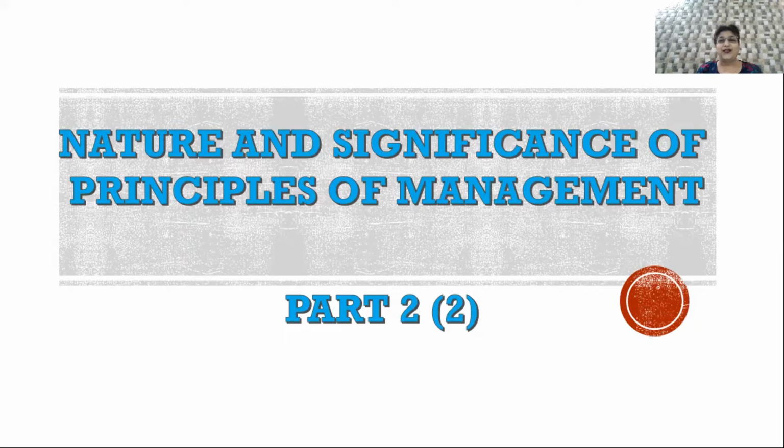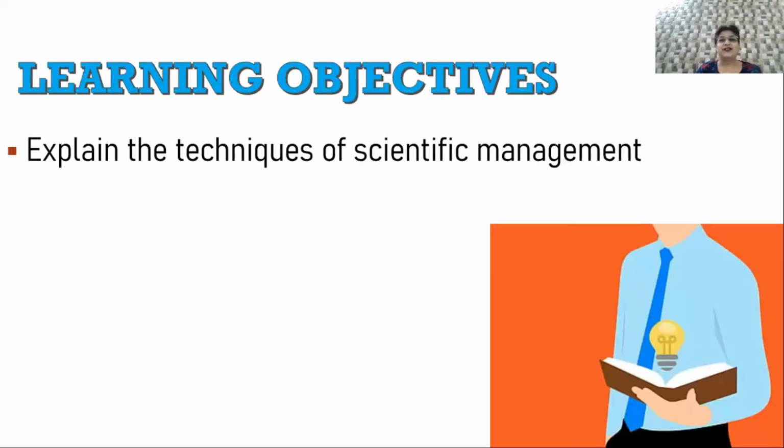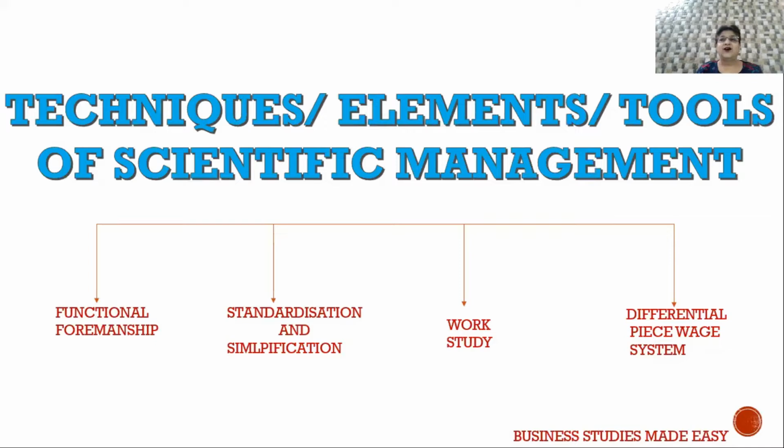Today, we are going to do nature and significance of principles of management. And this is the second part of part 2. In this, we are going to study the techniques of scientific management. Techniques of scientific management are also called elements or tools. Once it was asked in CBSE exam, what are the elements of scientific management? So you should know that the techniques are called the elements, not the principles.